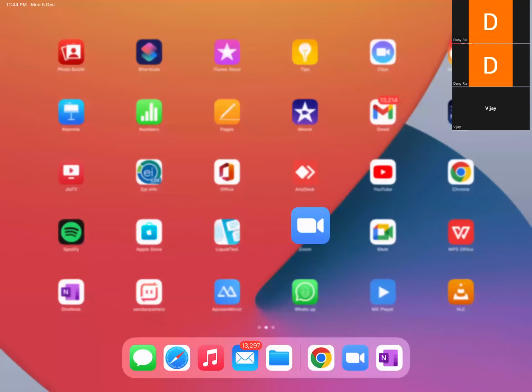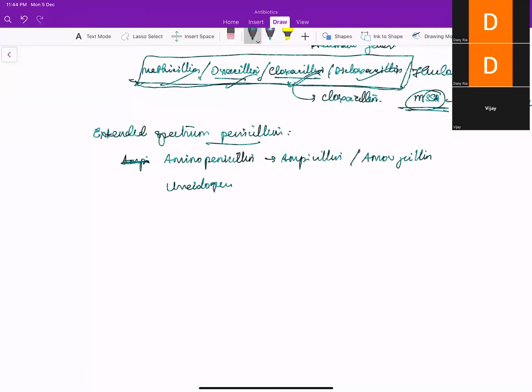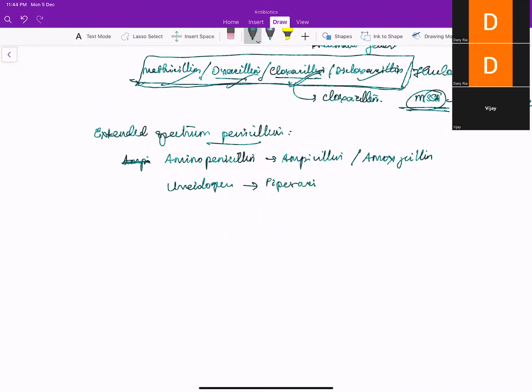Okay. So extended spectrum penicillin, we have aminopenicillin, which includes ampicillin and amoxicillin, two important clinically used penicillins. And next is ureidopenicillin. In that ureidopenicillin, we have piperacillin. These are the important extended spectrum penicillins. Piperacillin, ticarcillin is there.